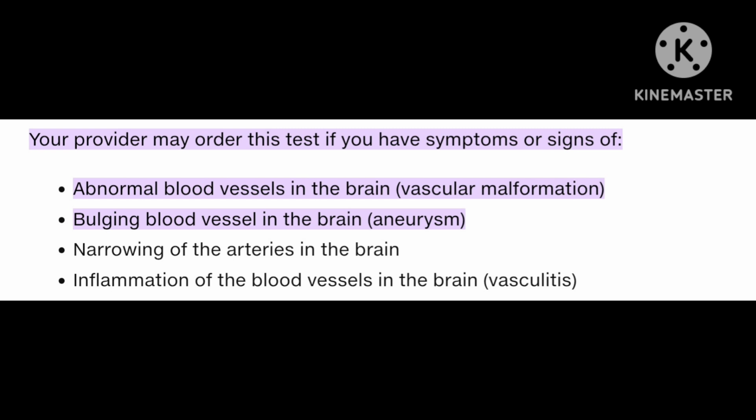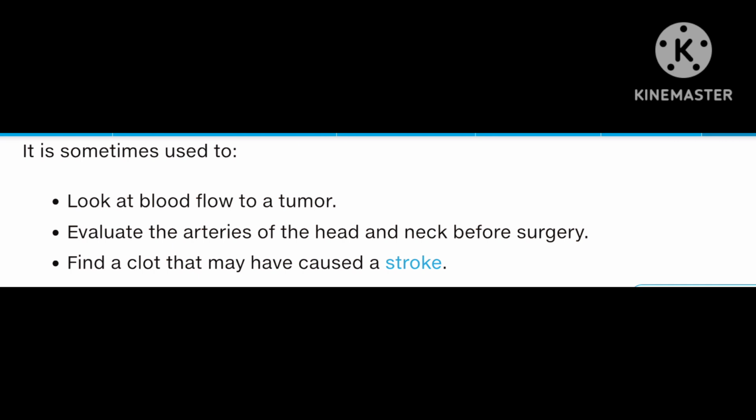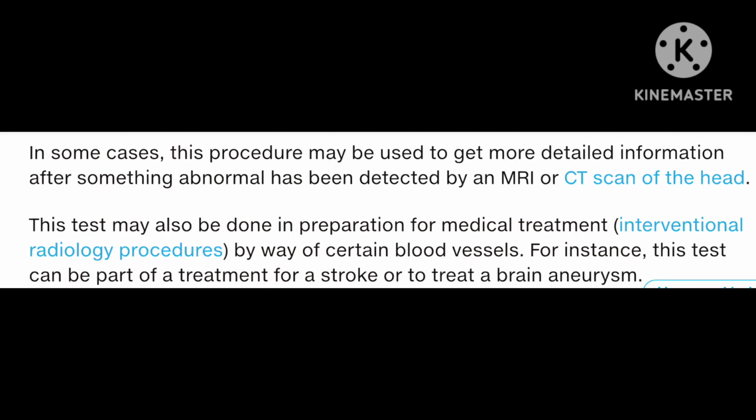To identify all these problems, they do this angiography, and also it is used sometimes to identify blood flow to a tumor of the brain and evaluate the arteries of the head and neck before doing a surgery and finding out the clot which might have caused stroke in the patient. So for all these purposes, we do this cervicocerebral angiography procedure, and also we use it for certain treatment procedures, like interventional radiological procedures which is done in the brain, and also for procedures like treatment of stroke. For that also we use these procedures as a part of treatment. So this is how we do this cervicocerebral angiogram.